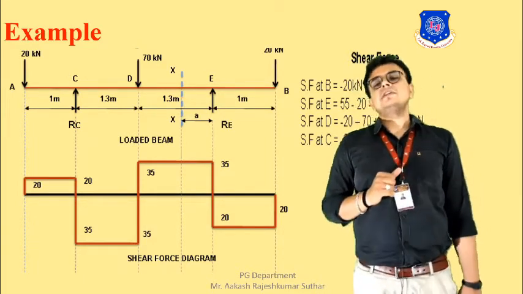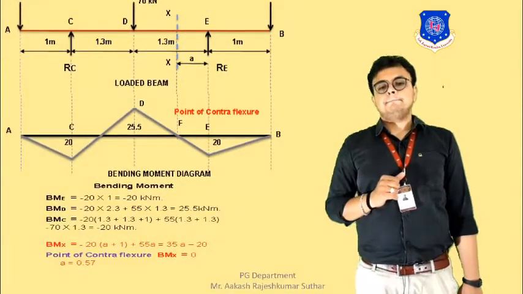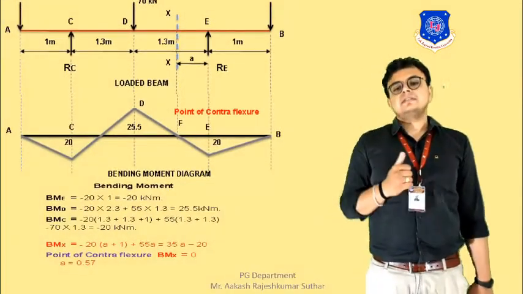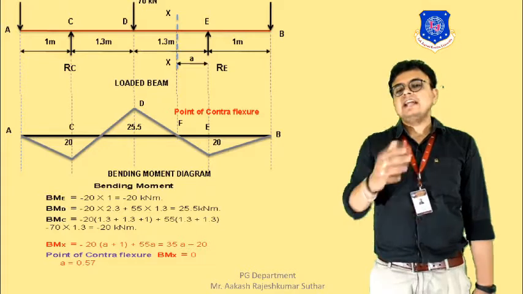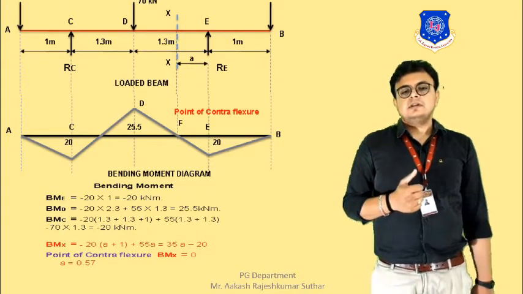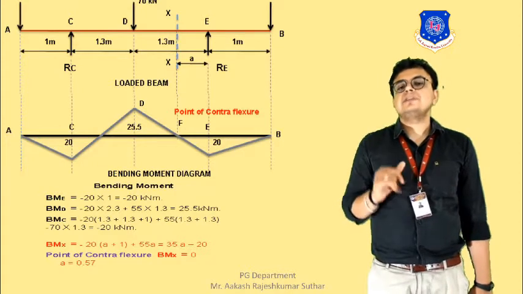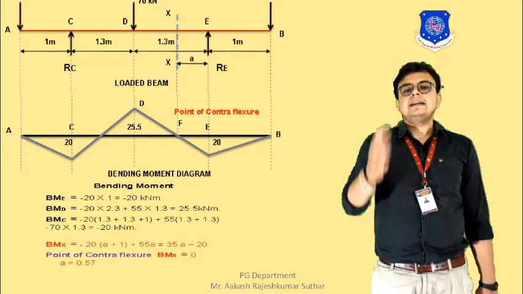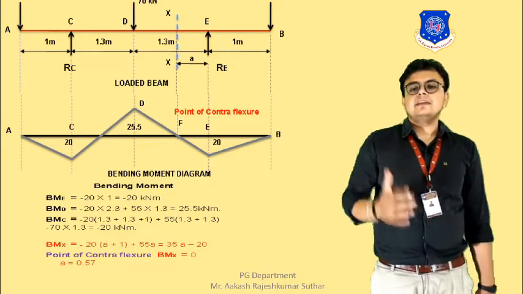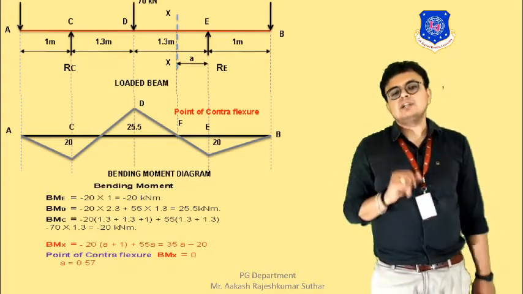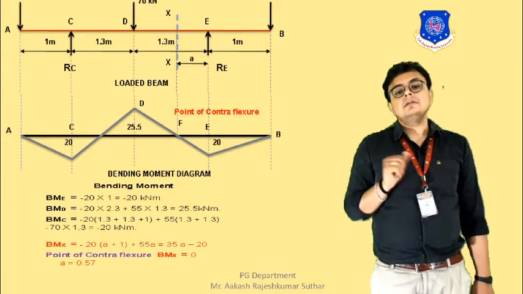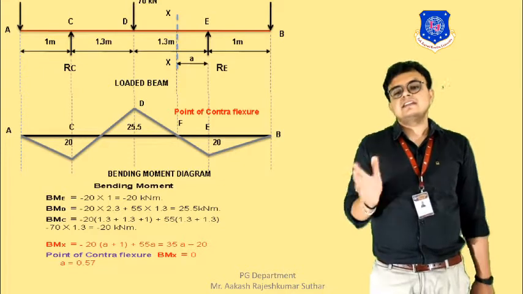Now, moving towards the bending moment diagram. So, in this, basically, we have to find the bending moment. Bending moments at the ends will be 0. Means bending moment at A and bending moment at B will be equal to 0. Now, we have to find the moments at the intermediate section.